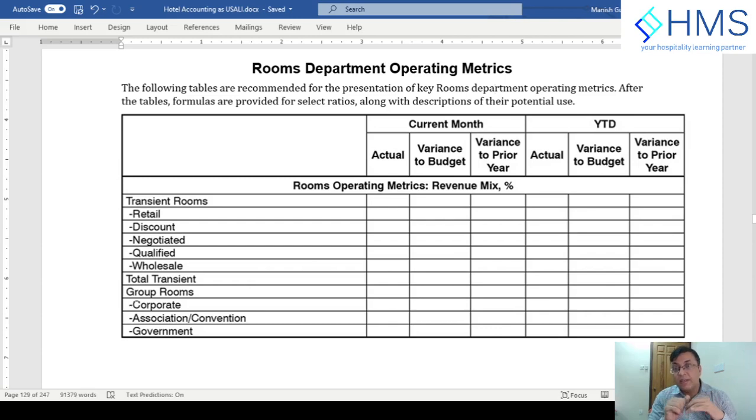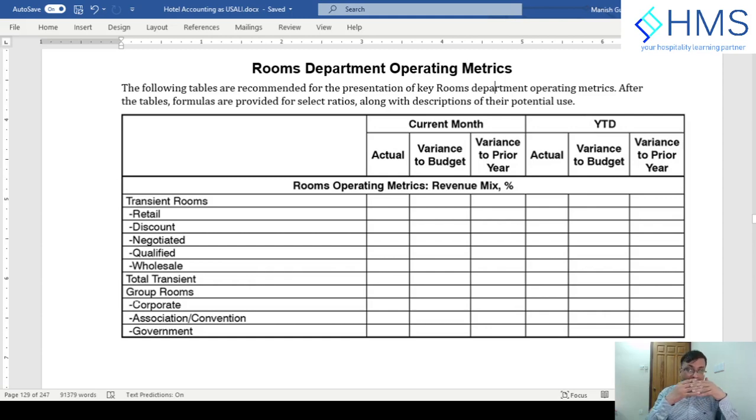qualified, and wholesale. You may have sub segments in retail. You may want to have a separate one for walk-ins, for BAR rate, for OTAs, or any other segmentation that you may want to do. For discount, you may have promotions, packages, OTA with discounts, or whatever. However you want to segregate the business to understand it better.